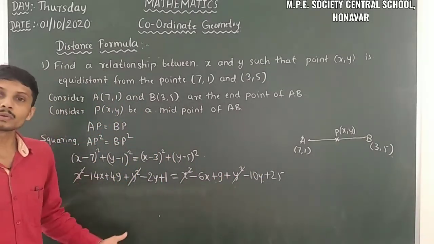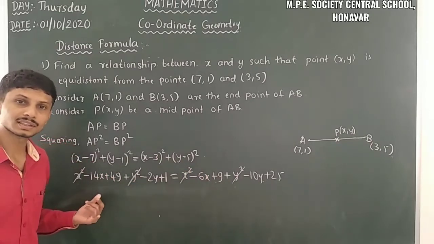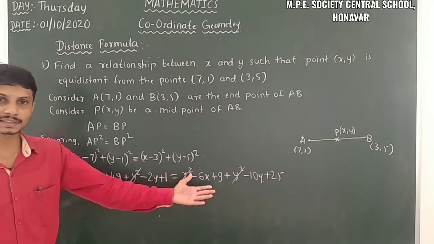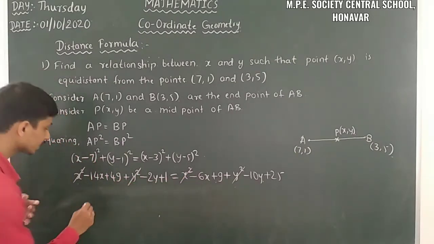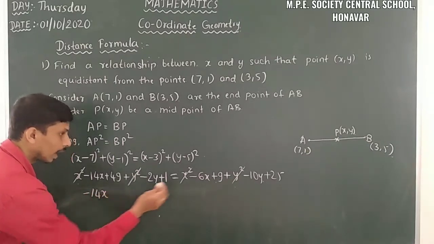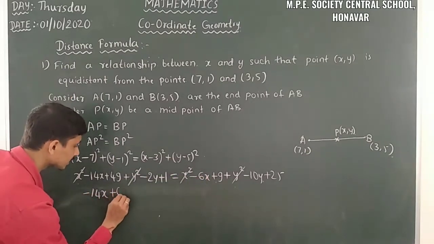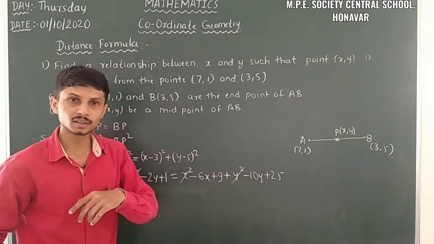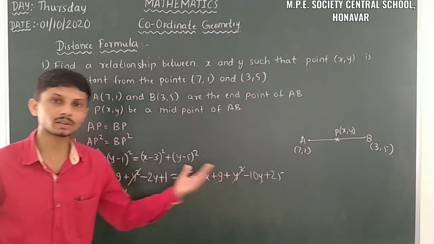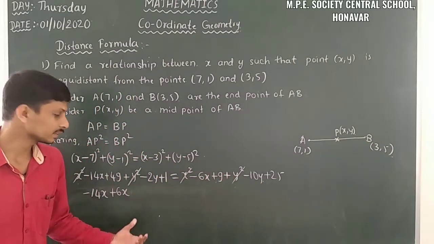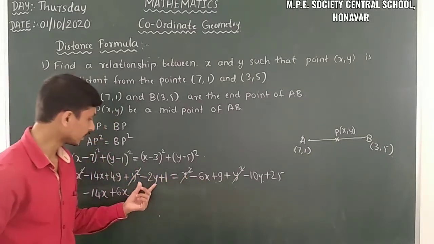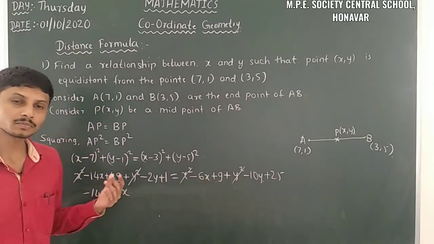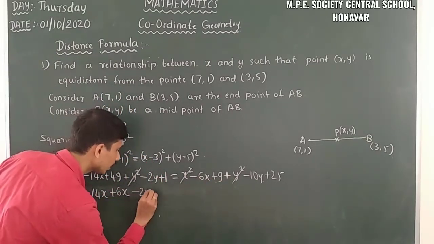So what we have to do? We have to transpose all the things to one side. So here minus 14x is there, here minus 6x is there. So take it on one side, that is minus 14x. After transposing minus 6x, it becomes plus 6x. Then here minus 2y is there, here minus 10y is there. So we have to transpose minus 10y to the LHS side. What happens here? Here minus 2y, minus 10y, after transposing it becomes plus 10y, that is minus 2y plus 10y.